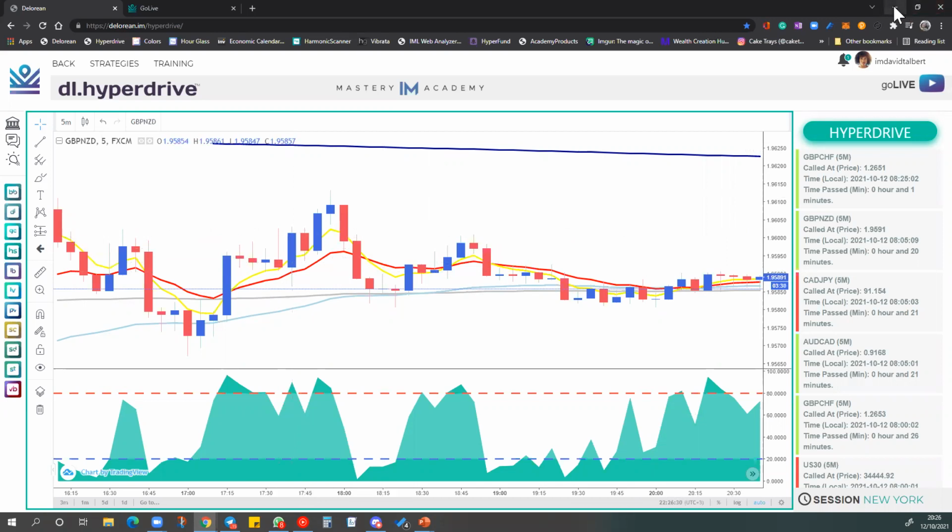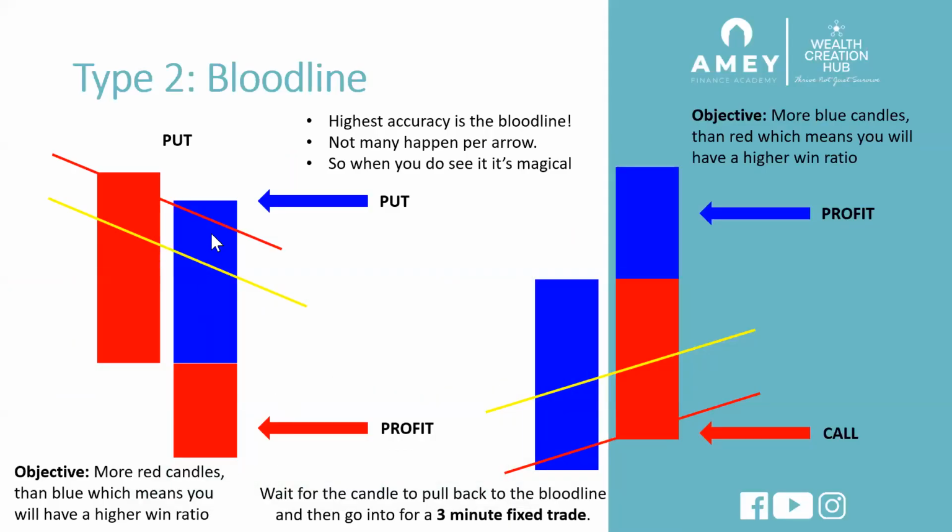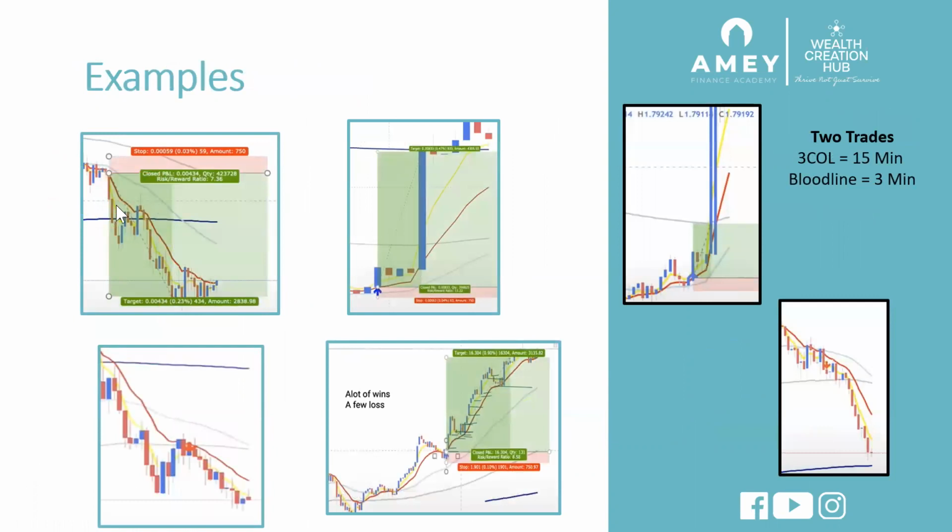That's what's amazing about this: you can pull back here and you go for a 3-minute fixed time. Okay, 3-minute fixed. You can see here it goes up and it goes down here for the call. So you can see here, bang. You can do it that way. All right, let me show you some examples. So you can see here, we've gone in here. It pulled back to this one, we went in for 3 minutes and won that trade. Simple.